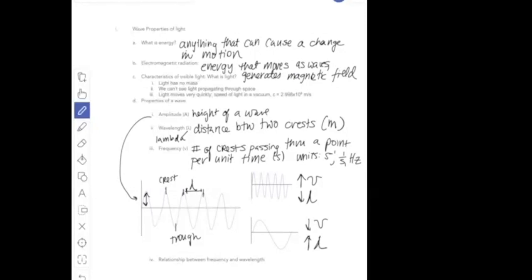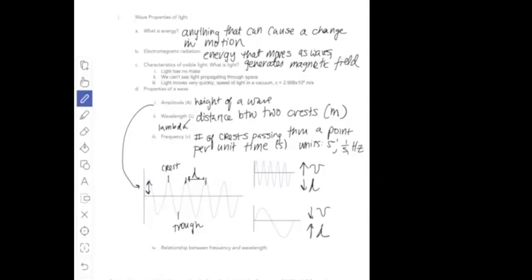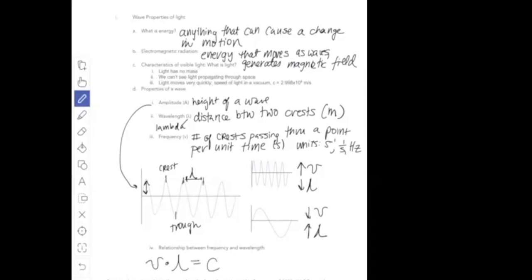We have a mathematical relationship between these two properties, and they are related to each other through the speed of light. The speed of light, c, 2.998 times 10 to the 8 meters per second, is equal to the frequency of a wave multiplied by the wave's wavelength. The unit of wavelength, m, multiplied by the units of frequency, 1/s, give us meters per second, or a rate, or a speed, the speed of light.